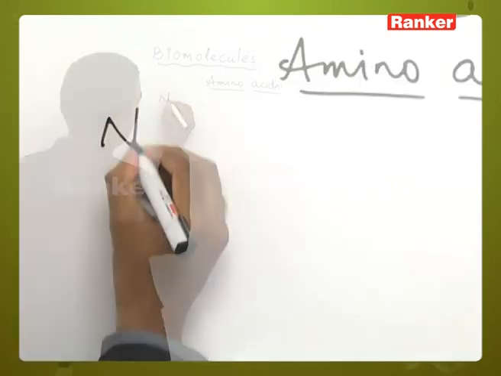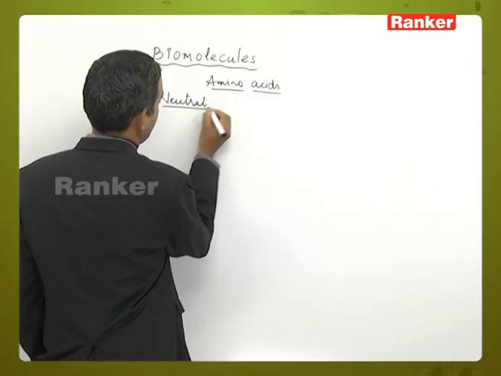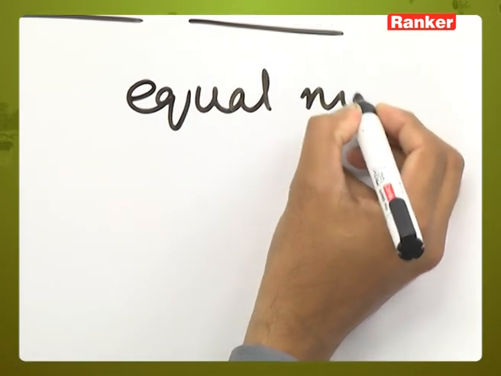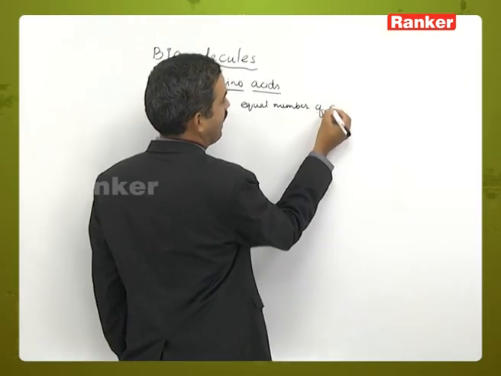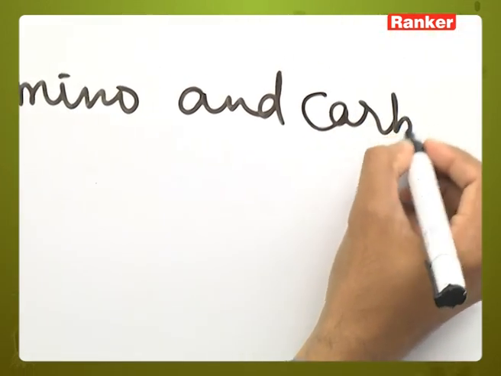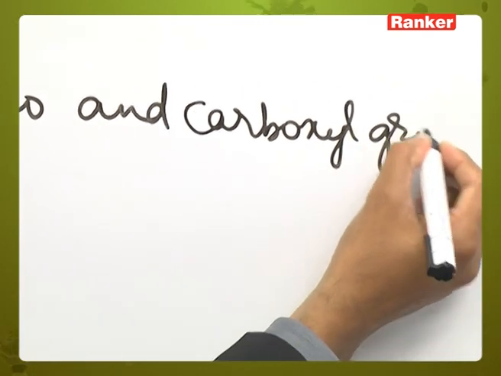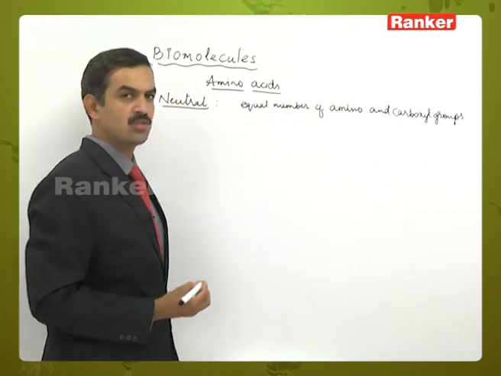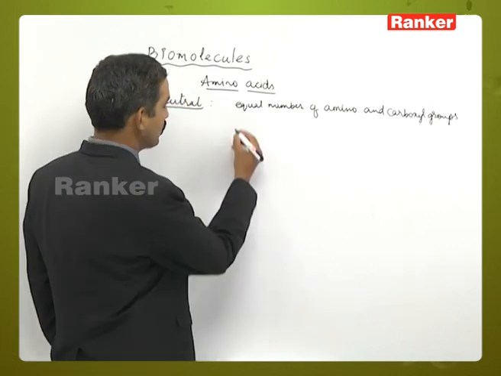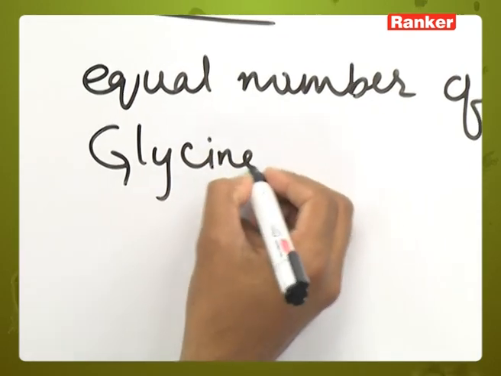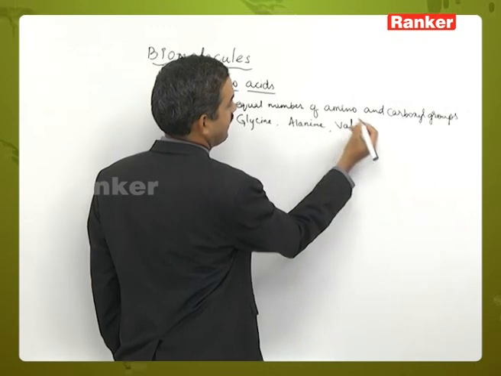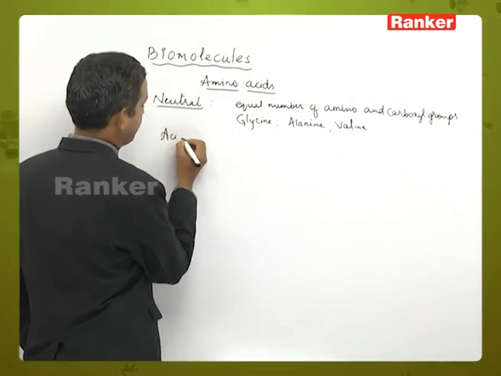First one is neutral amino acids. Neutral amino acids are those which contain equal numbers of amino groups and carboxyl groups. Such amino acids are called neutral because the acidic and basic nature is balanced here. We can take examples of glycine, alanine, valine, etc.